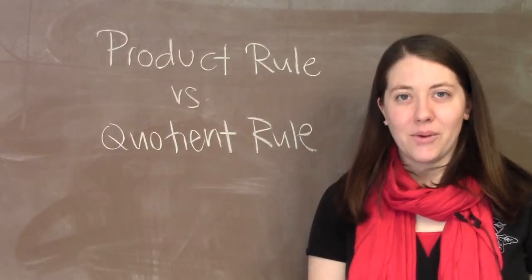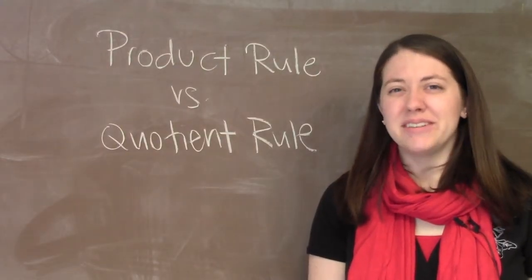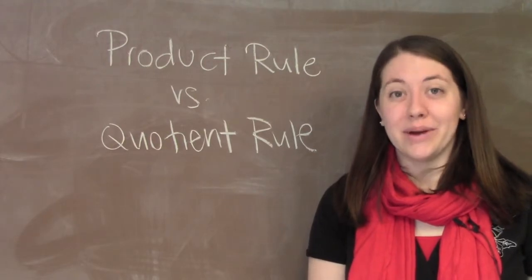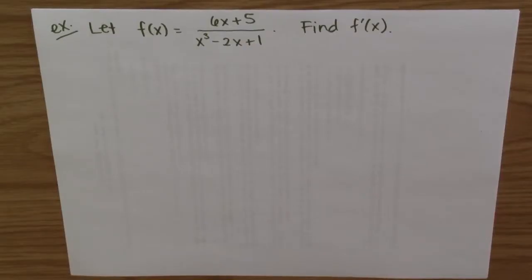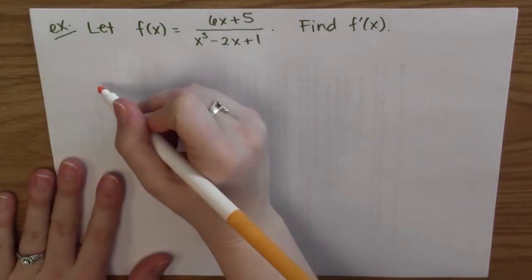Here's the secret. When I differentiate, I almost never use the quotient rule. Let me show you why. So I want to find the derivative of this function. I have 6x plus 5 in the numerator, and I have x cubed minus 2x plus 1 in the denominator. But I'm not a huge fan of the quotient rule, so let's rewrite this function as a product.